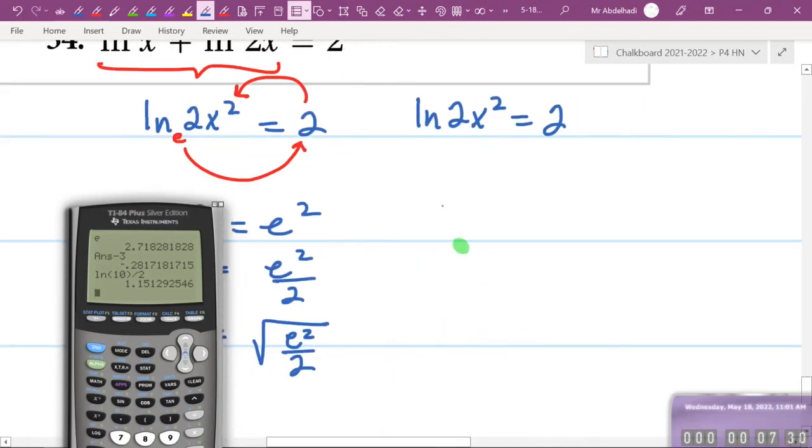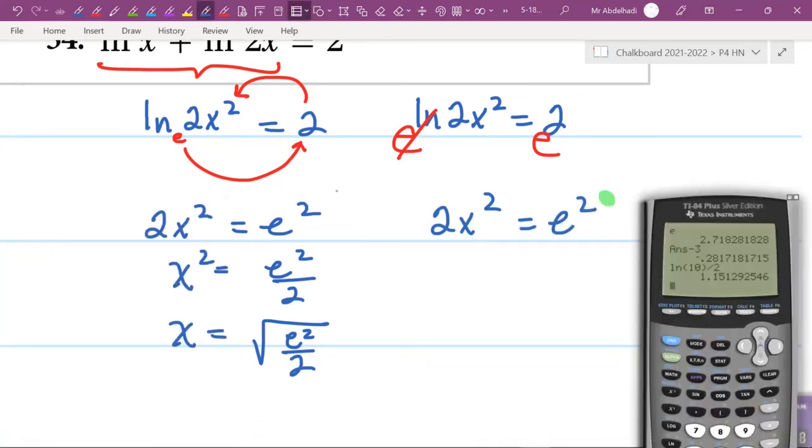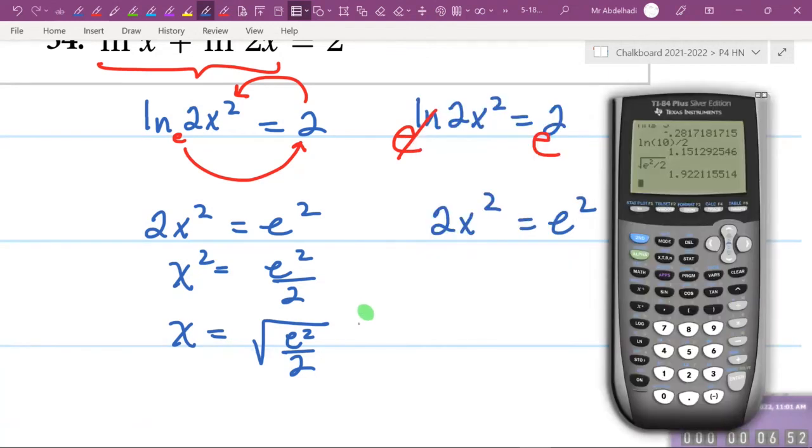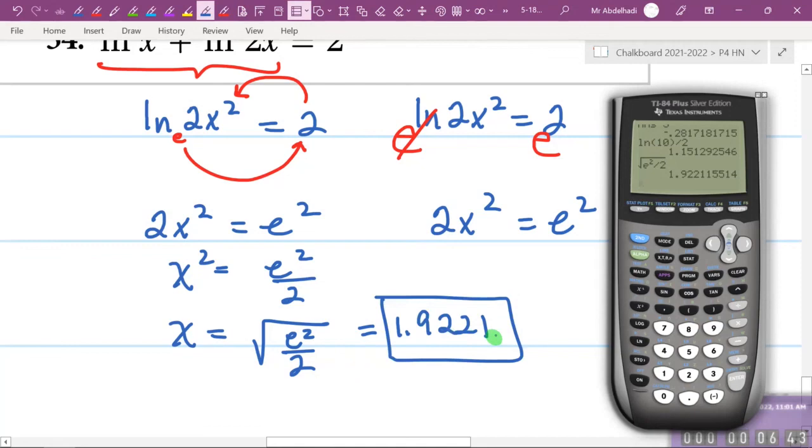Now, the other way is to say, well, let this side be a power of e and this side be a power of e. These cancel out, and now you have 2x squared equals e squared. And if you notice, they're exactly the same. I'm in the same exact spot here. So either one of those methods will work. And then this in decimal is going to be the square root of e squared divided by 2, which is 1.9221. Okay, we're done. See you at the next video.